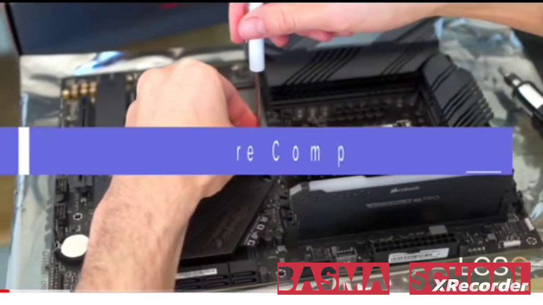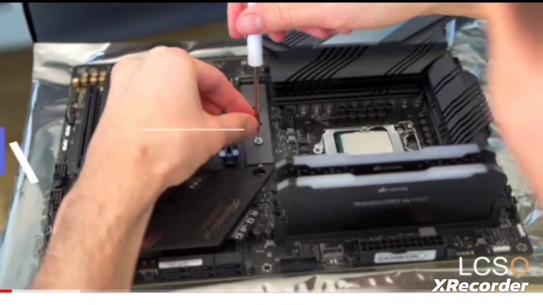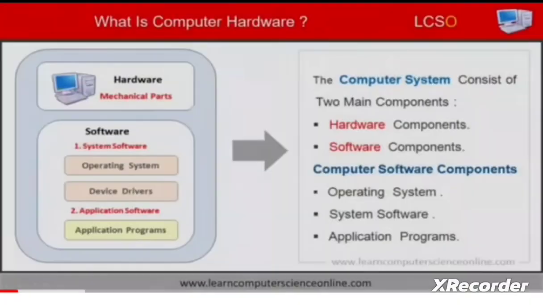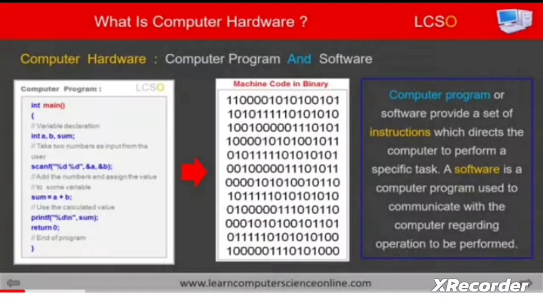Let us first start with a simple introduction to the computer hardware. The computer system basically consists of two types of components. The two types of computer components are software components and hardware components. The software components provide a set of instructions which directs the computer to perform a specific task.